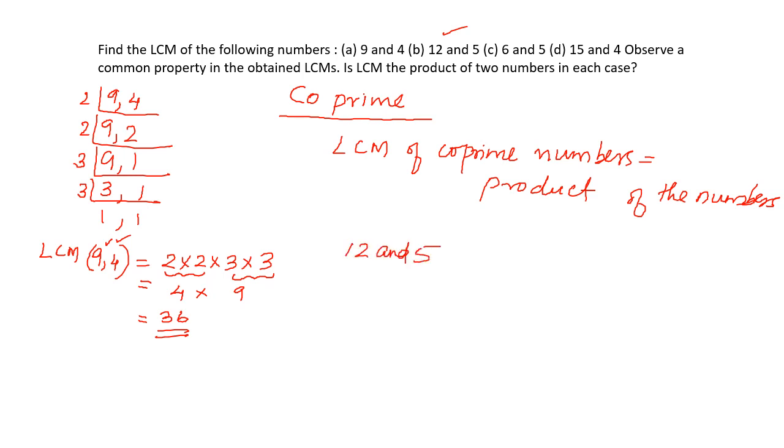12 and 5, is there any common factor? 2, will it go in both? No. 3, no. 5, no. So there are no common factors for 12 and 5 other than 1. That means 12 and 5 are co-prime.